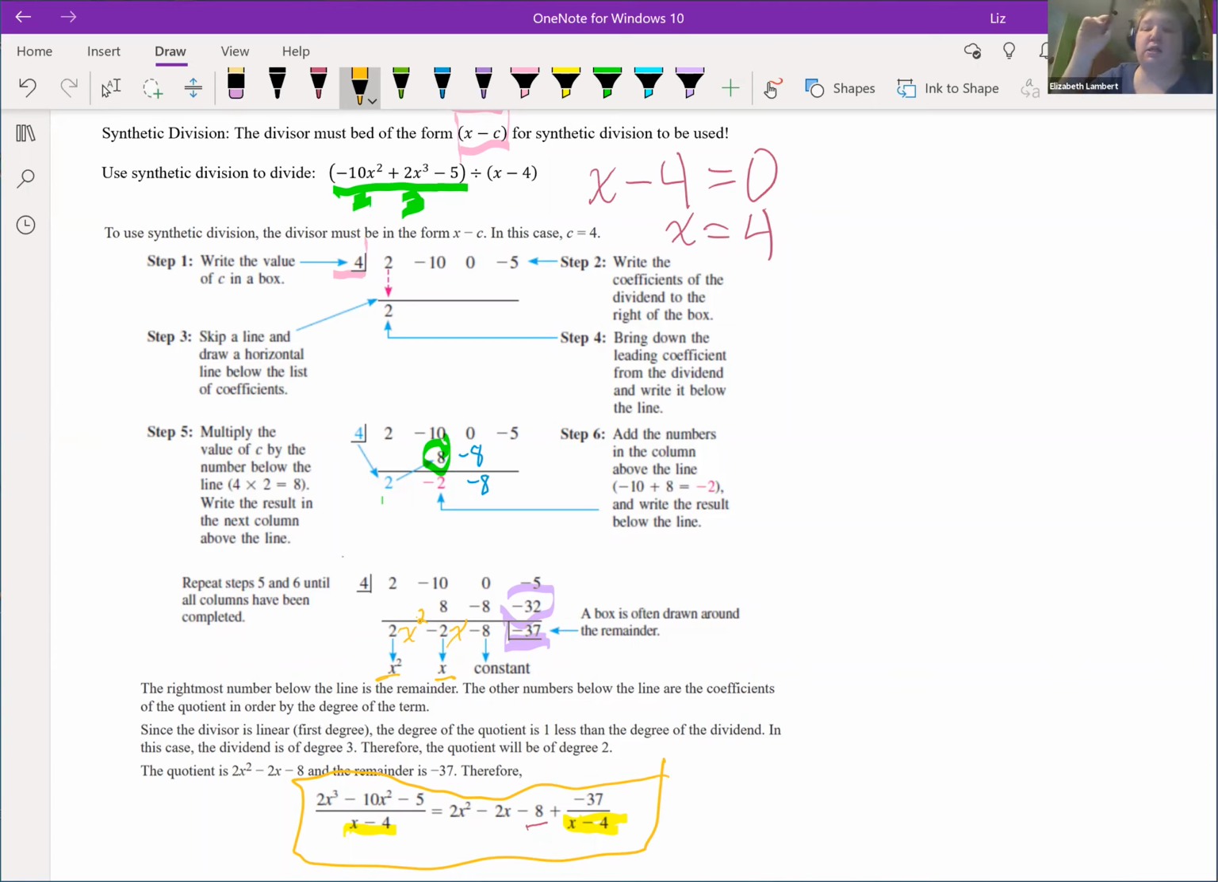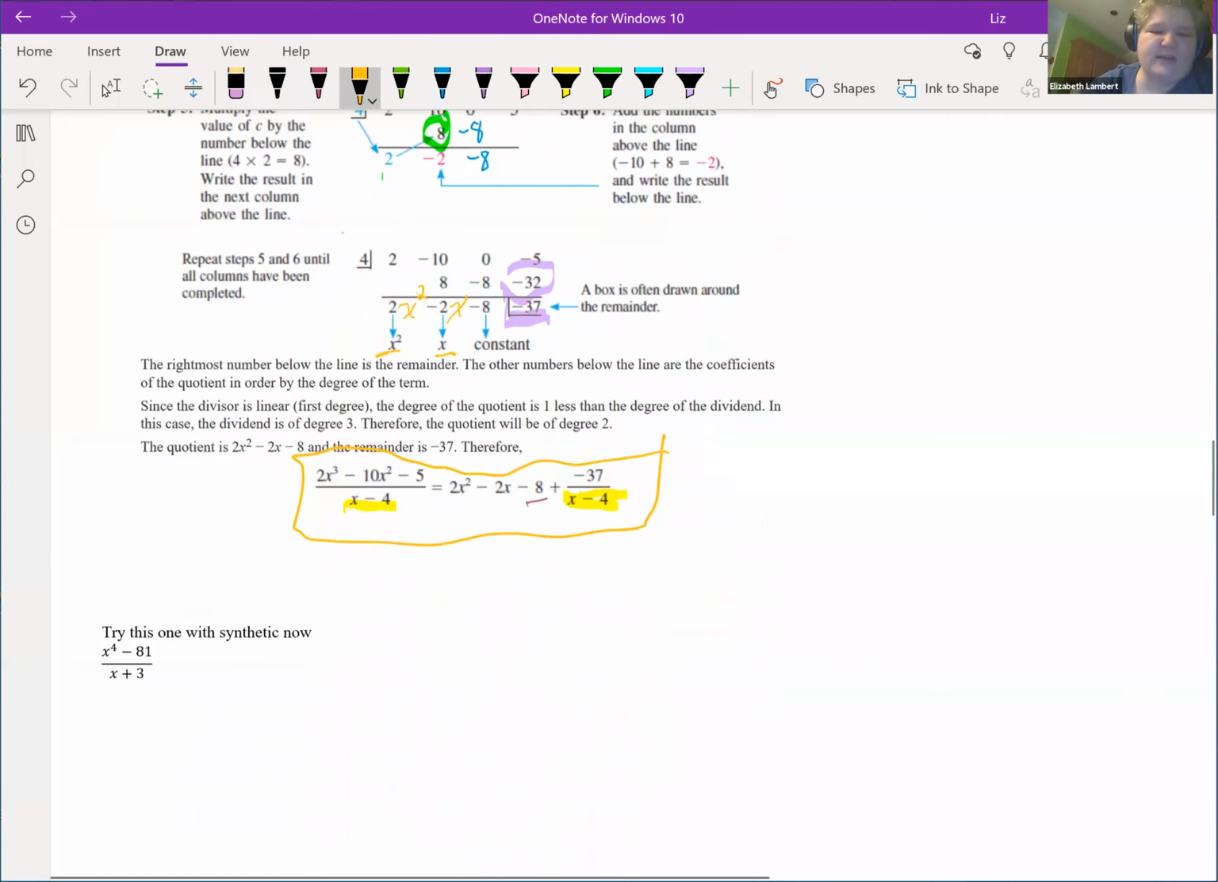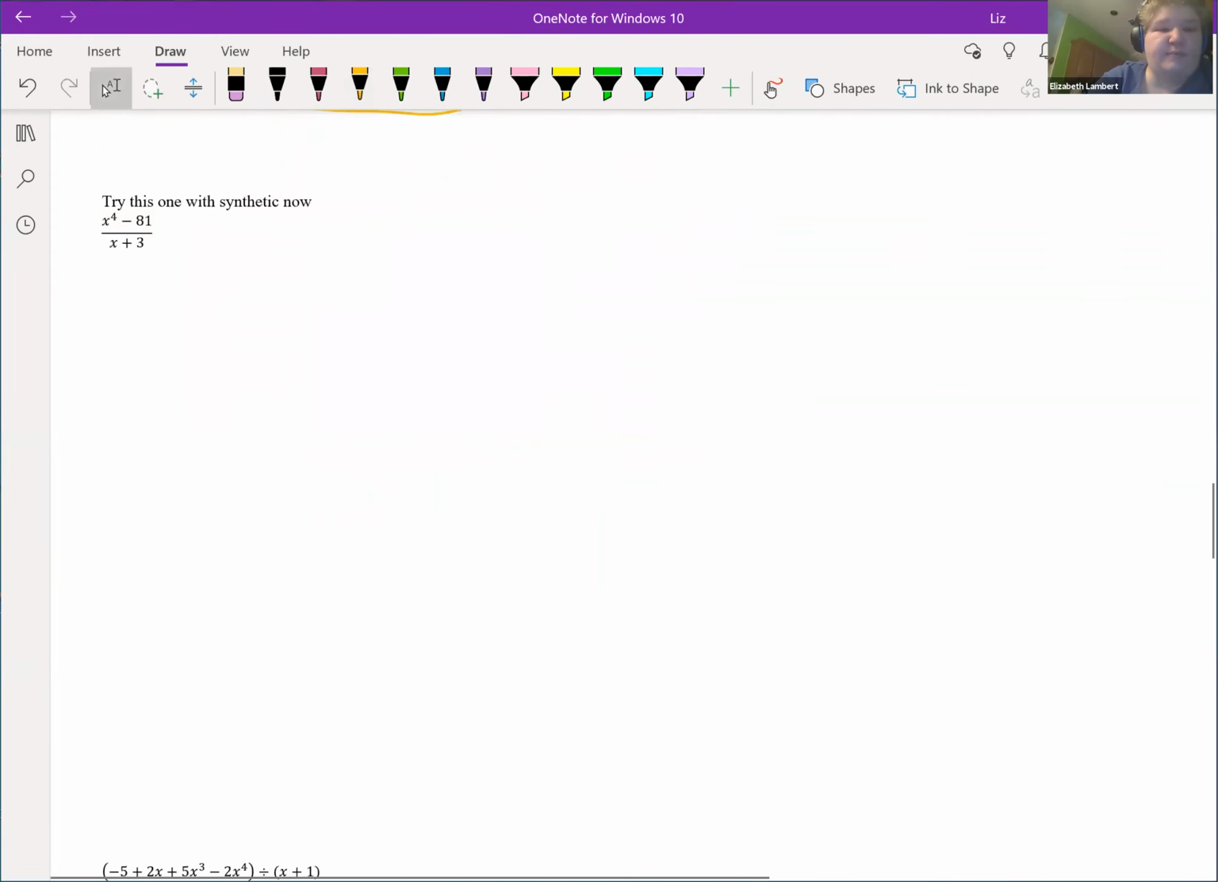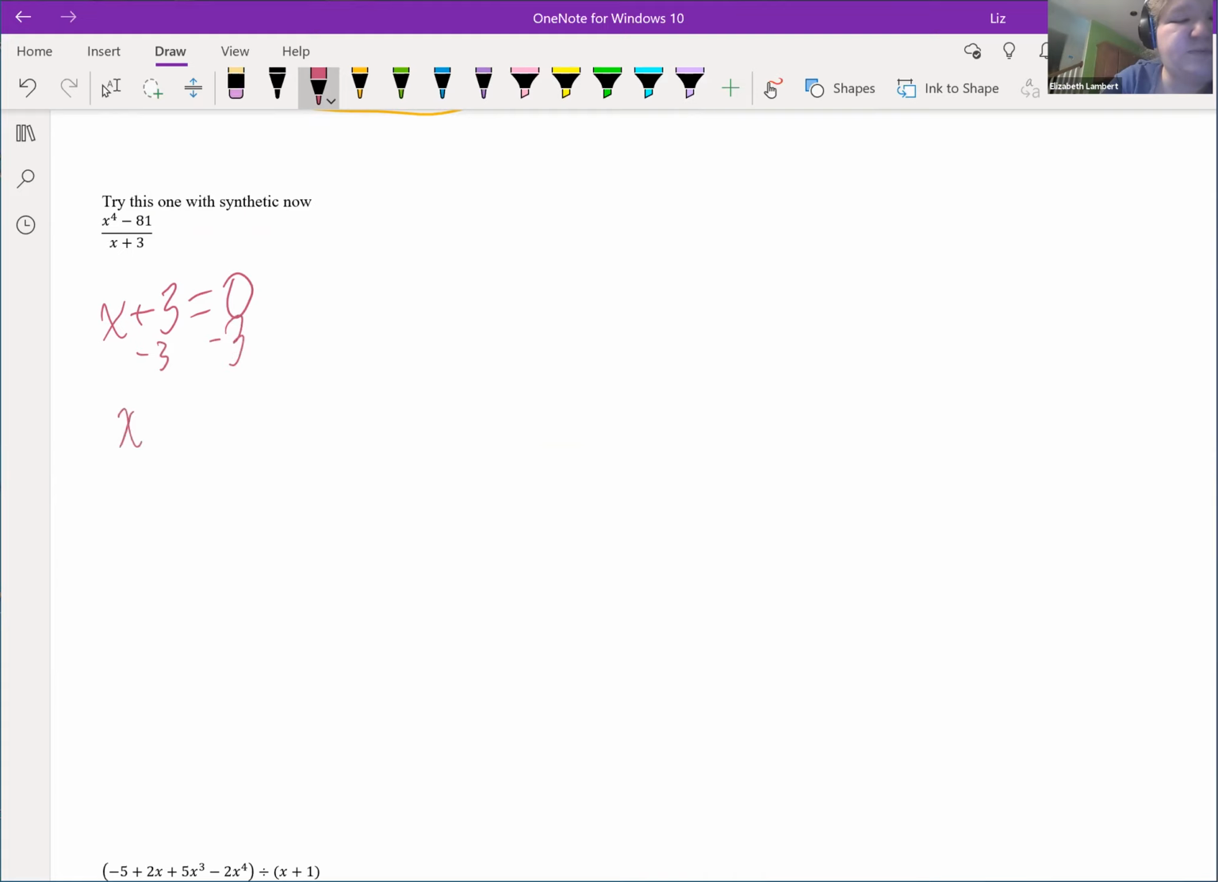So now that ugly x to the fourth minus 81 we just did, we're going to do it with synthetic, much nicer. Not that what we did before was bad, it's just a lot of writing. We are still doing all the same work. We're just condensing it into a streamlined format. All right, so remember, we're going to take that bottom guy, x plus 3. Set it equal to 0. Get x by itself. So our c value is -3. That's what's going in the little box.